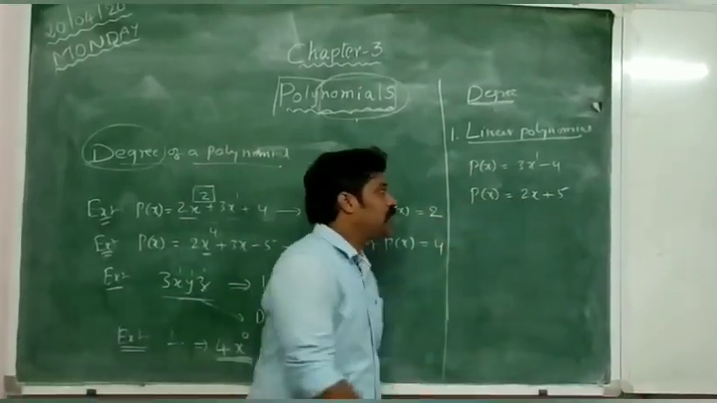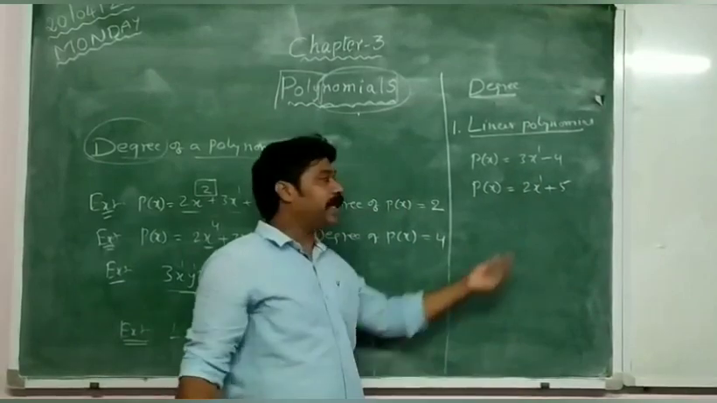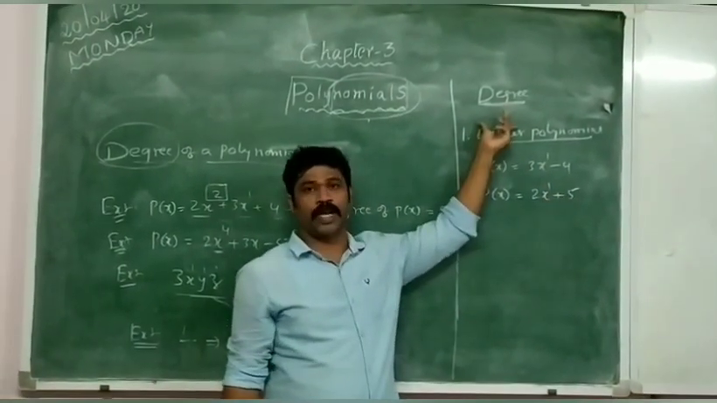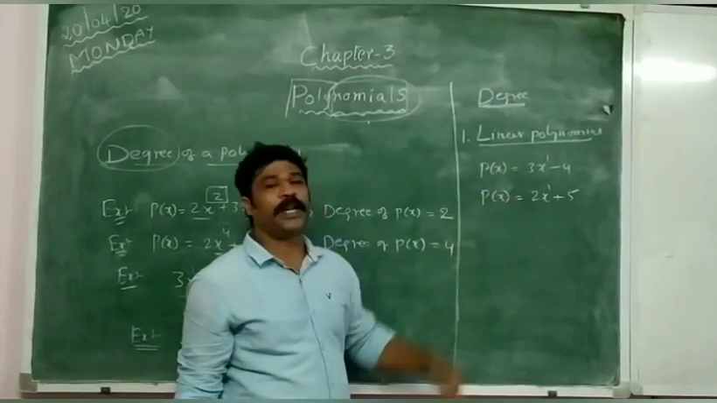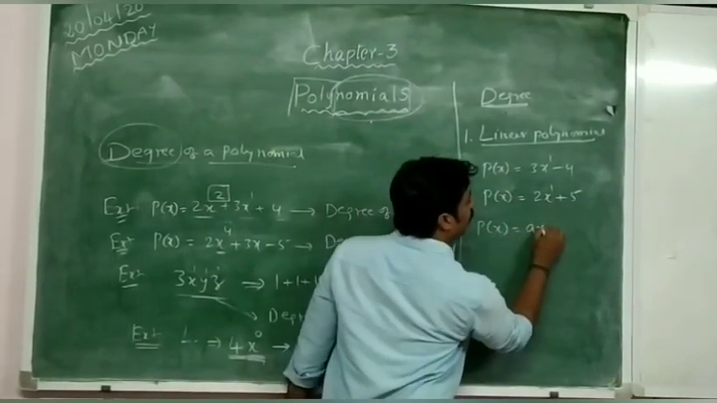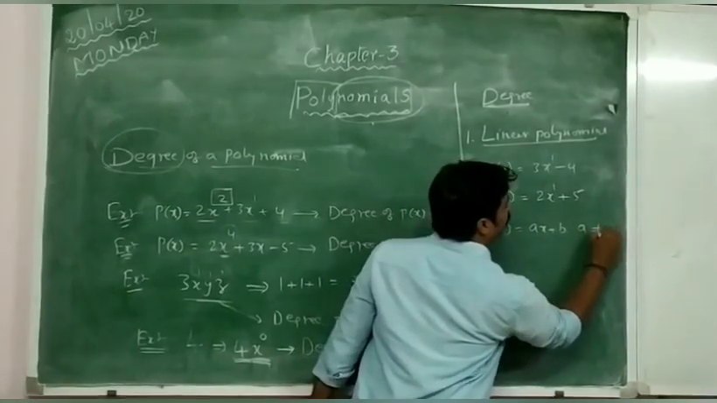Now, in this also, the highest power is 1, or the degree of this polynomial is 1. So we can say that it is a linear polynomial. And also, the general form of linear polynomial is P of x is equal to ax plus b, where a is not equal to 0.